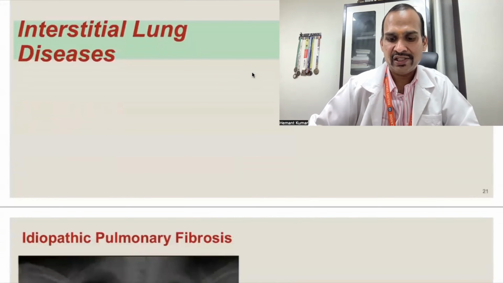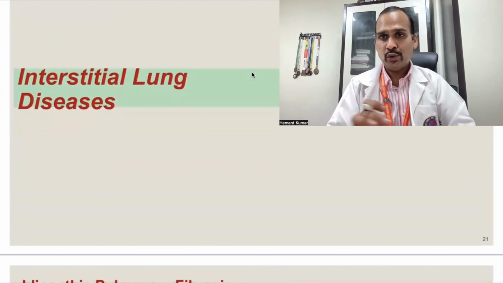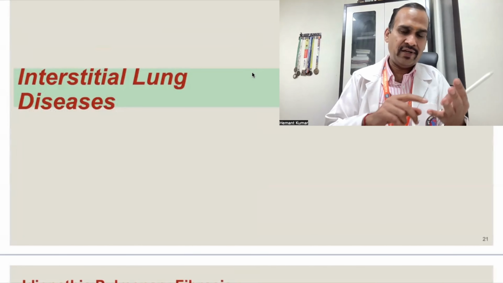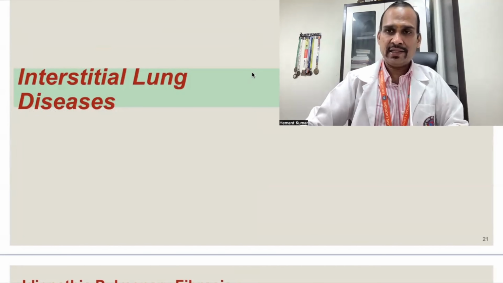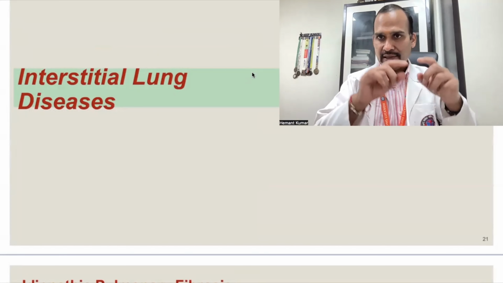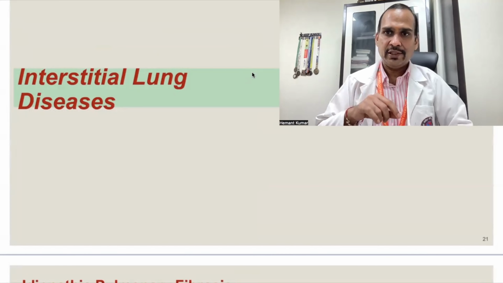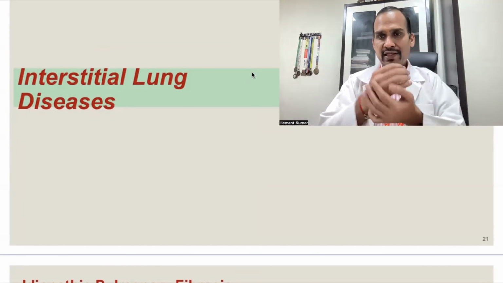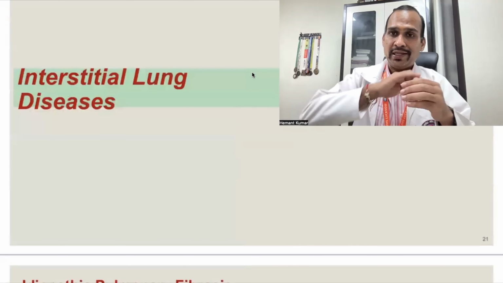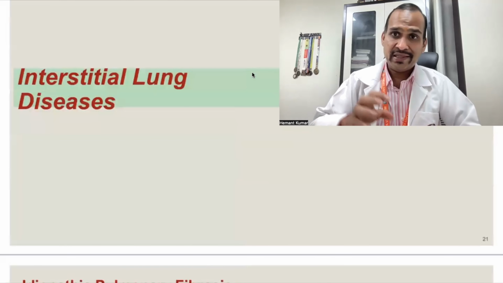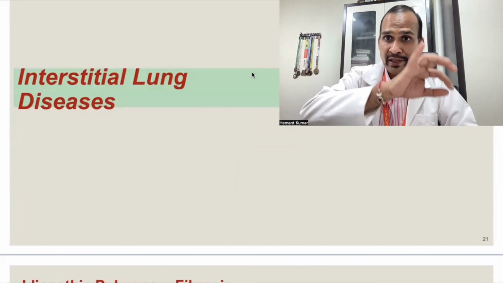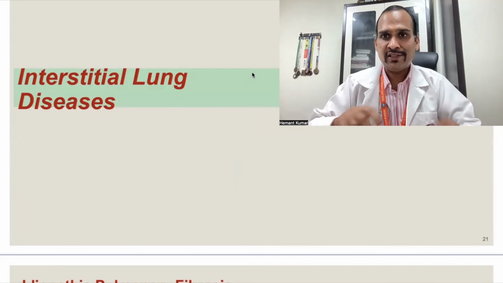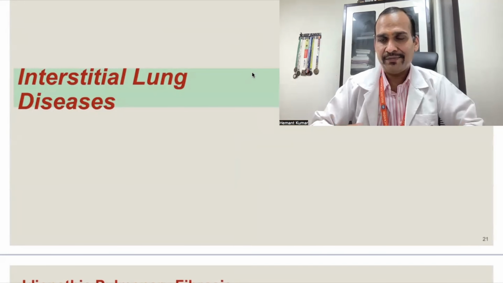Now coming to interstitial lung disease. As you know, lung parenchyma has two things. One is alveoli, another is the interstitial structure. You can imagine this is alveoli. Surrounding alveoli, there is connective tissue which is protecting alveoli. In this connective tissue, there are interstitial tissue and blood vessels. So this is formed interstitium.